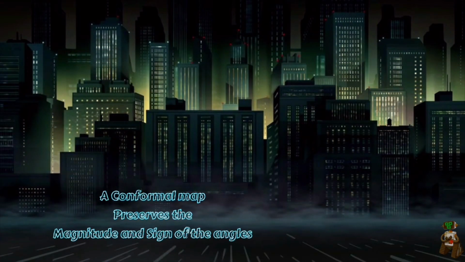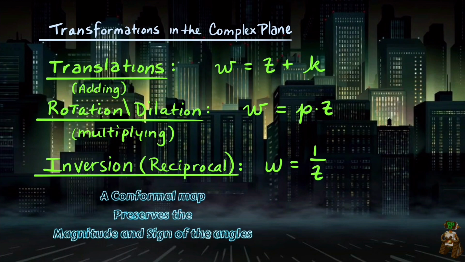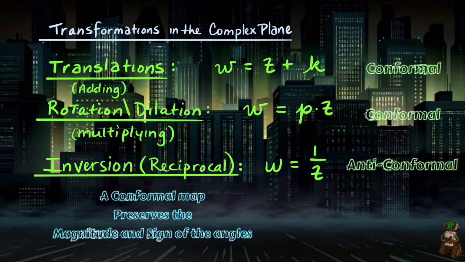A conformal map preserves orientation, that is, the magnitude and the sign of angles. Certain transformations in the complex plane are conformal, such as translations, rotations, or dilations. However, inversion in the complex plane is not conformal. We call that anti-conformal. It changes the direction in which angles are measured.